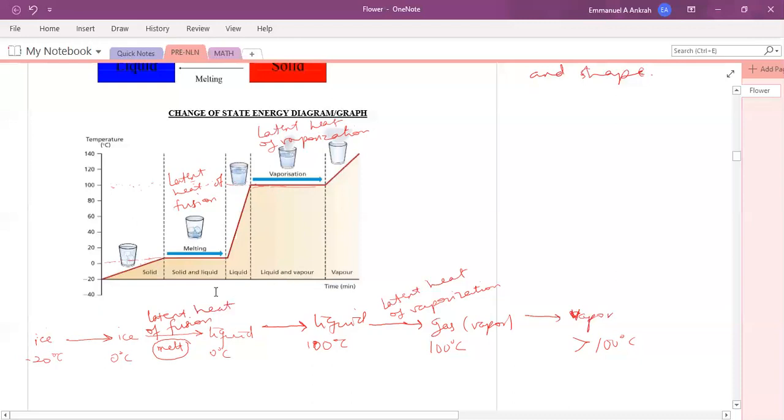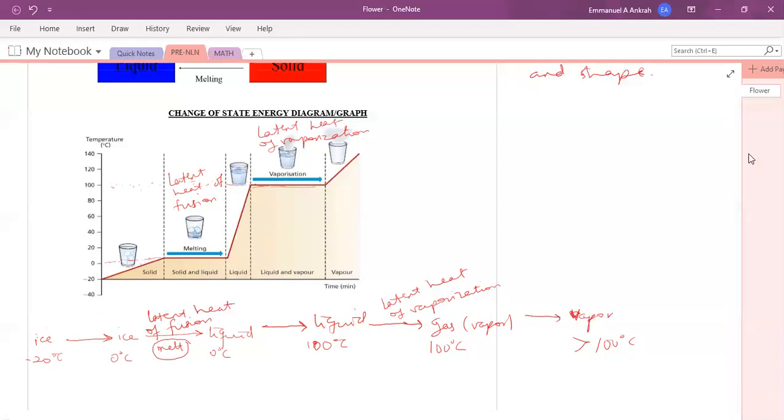Okay. So the diagram helps to explain everything here. So liquid and solid are in equilibrium, latent heat of fusion. If you come to latent heat of vaporization, the liquid and vapor are in equilibrium with each other at this particular point, change of state.